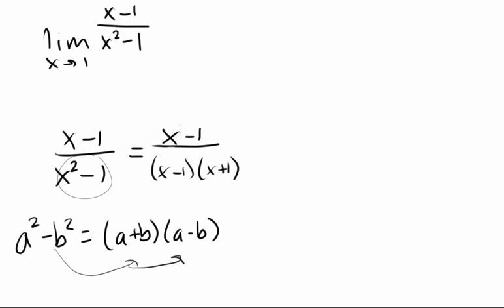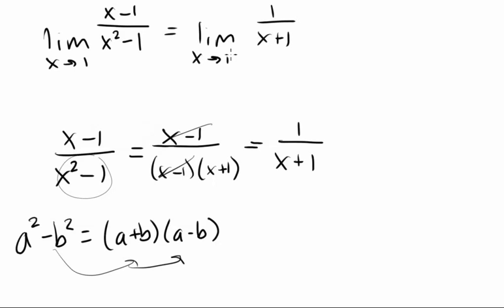Now you can see that things have changed a bit. We have x minus 1 in the numerator and the denominator, and those can be canceled out. So we're left with just the 1 in the numerator. Our simplified form is 1 over x plus 1. So this limit is going to be equal to the limit as x approaches 1 of 1 over x plus 1. Now let's see if we can plug that in. If we do, we get 1 over 1 plus 1, or 1 over 2.